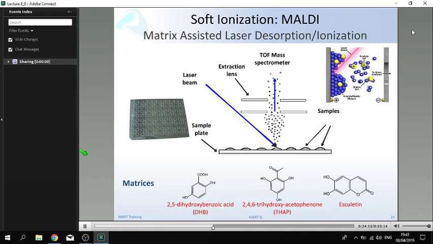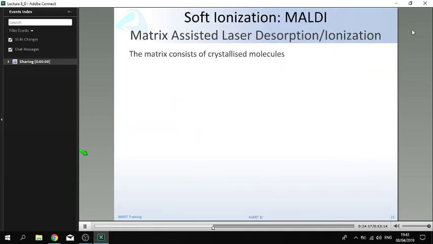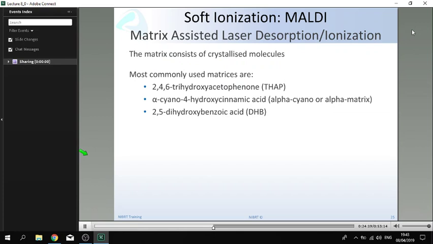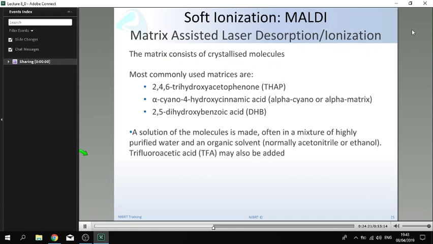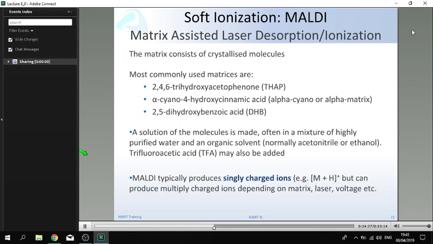Then we can send our analyte, or the sample that we are analyzing, towards the mass spectrometer. So these are the matrices. There are usually different acids such as DHB or THAP. The matrix consists of crystallized molecules, and a solution of the molecules is often made in a mixture of highly purified water and organic solvent. MALDI typically produces singly charged ions, so usually your ions are just going to have one charge.